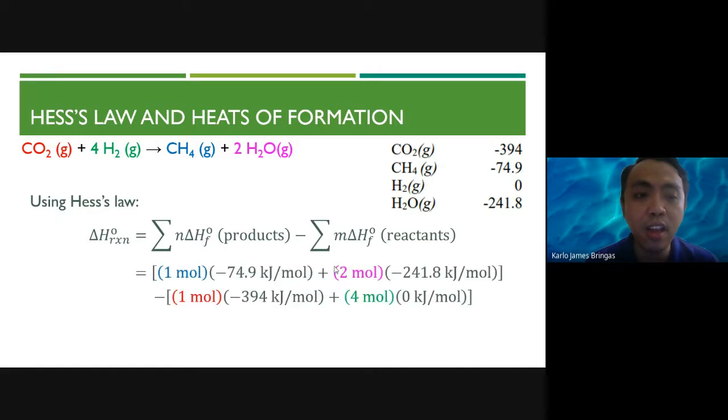Now what we're gonna do is the following. So una, we just look at our products. Our CH4, for instance, has a coefficient of 1. That's why I write 1 mole in here. So 1 mole ito times, ano ba ang heat of formation ni CH4? CH4 has a heat of formation of negative 74.9 kilojoule per mole. So that's 1 mole times negative 74.9 kilojoule per mole.